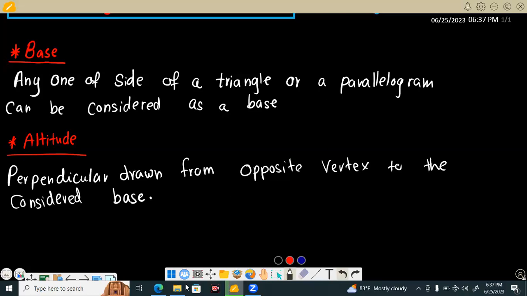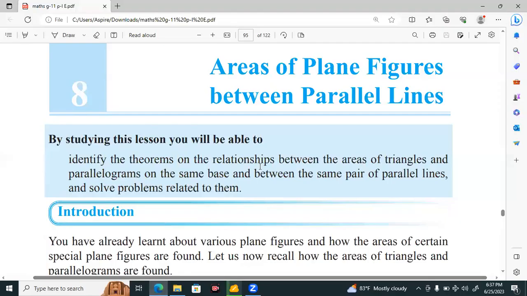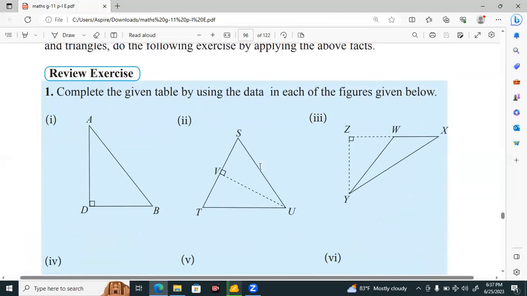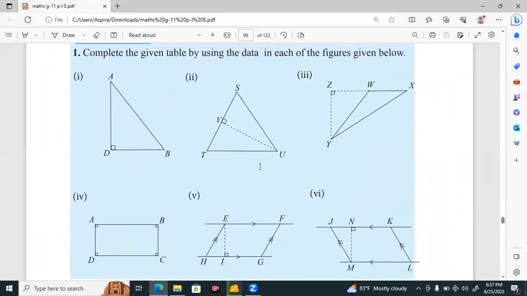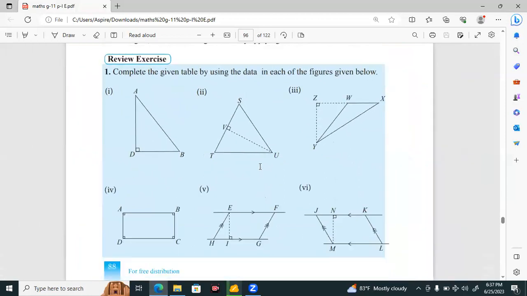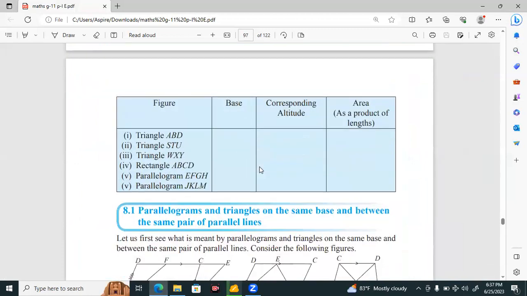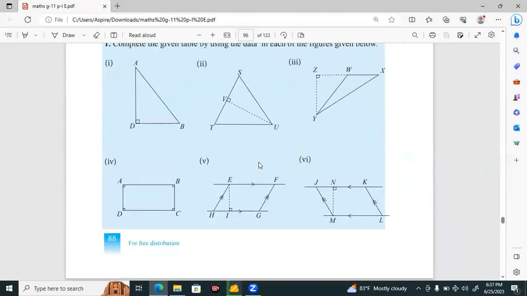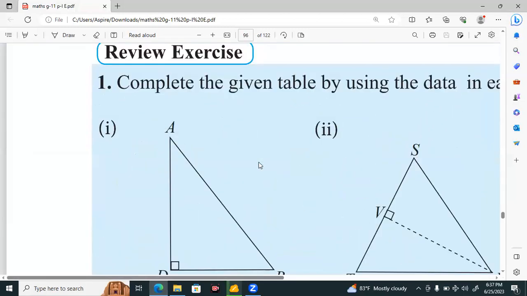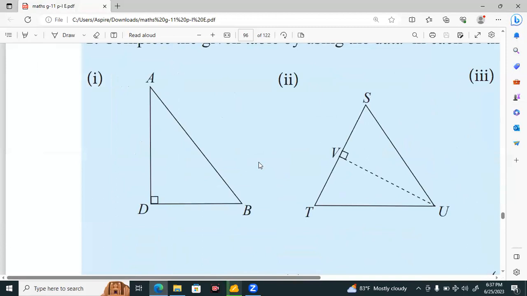Okay, now let's identify this very carefully. Take your textbook and move to review exercise number 1 on page number 88. There is a table here. Look carefully at this triangle. Triangle ABD.